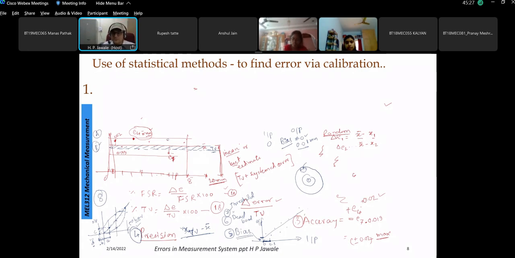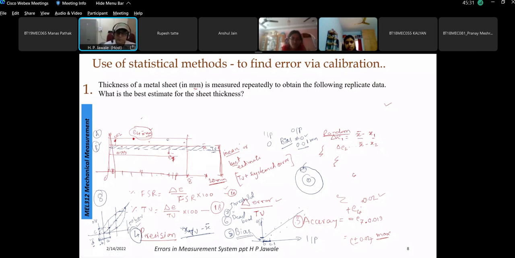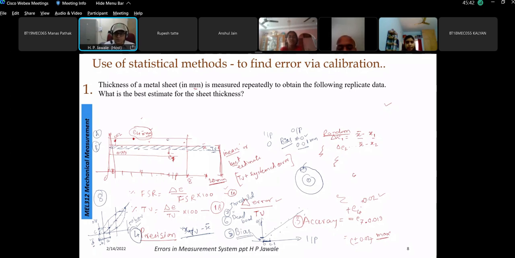Coming to the next part, let us see. There are many more examples in the different textbooks. They are very simple. Once you understand the principle, you can also apply similar things to the experiment that you have conducted in the laboratories.